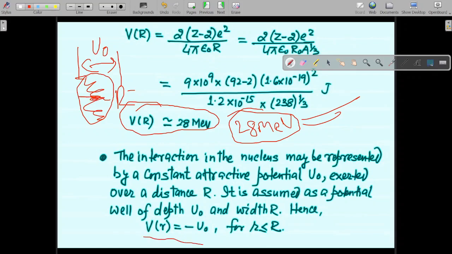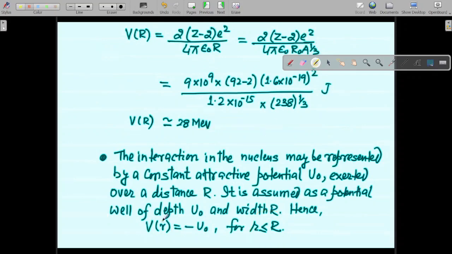Hence V of r is equal to minus U naught for r smaller than capital R. So at all these distances r is smaller than capital R. Capital R is the radius, and this point is inside the nucleus, so it is smaller than capital R. So V of r is equal to minus U naught. The negative sign is there because it is an attractive potential, attractive in nature. So V of r is equal to minus U naught for r smaller than or equal to R.